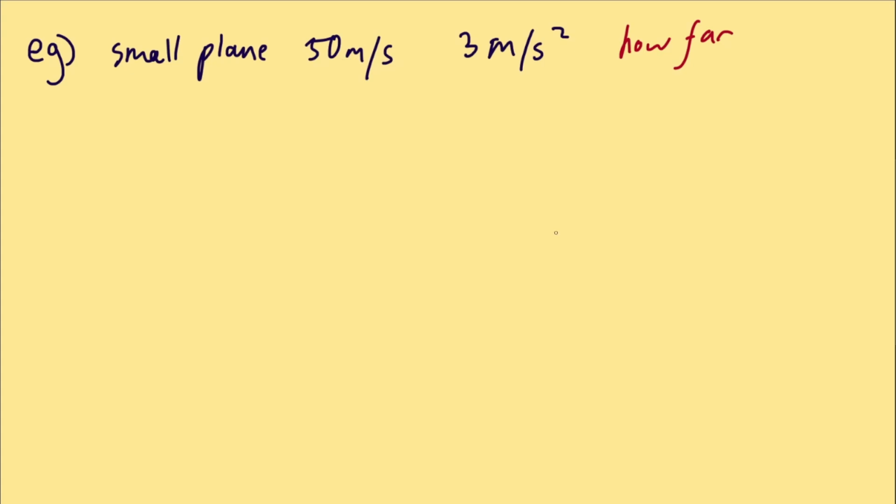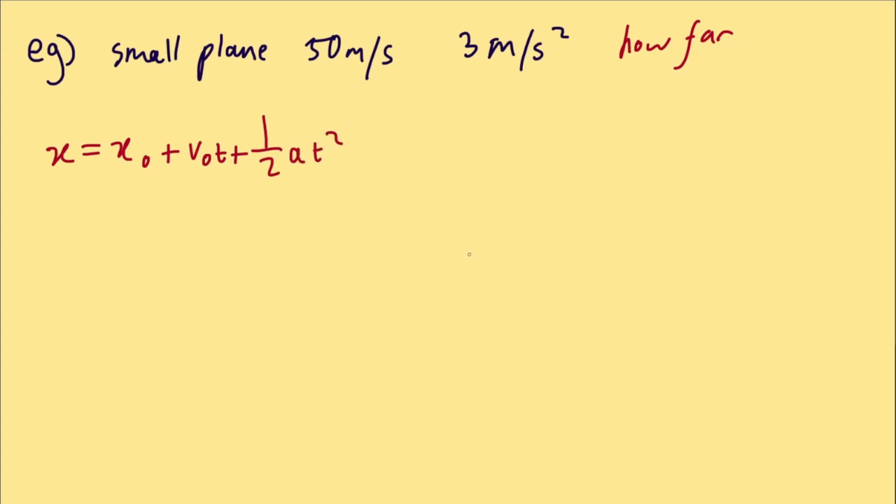First, let's identify what exactly we're looking for. We're looking for the length of runway required for the plane to reach this takeoff position. So basically, displacement. Now flip back through your notes. Which equation gives you the displacement? The equation is x equals initial position plus initial velocity times time plus 1/2 acceleration times time squared.